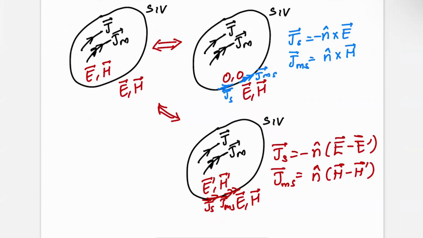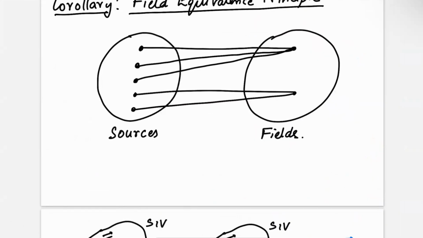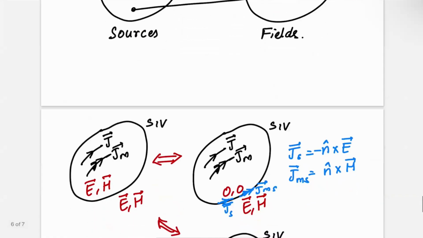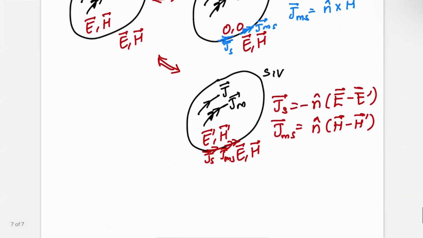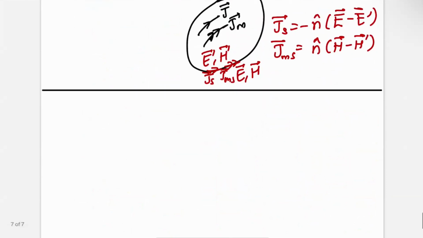Okay. So this is an example proving this corollary, that I have multiple sets of sources that are producing the same external fields. And that's important because we'll use this quite a bit. Okay, so those are the theorems. So let's actually put them to use.